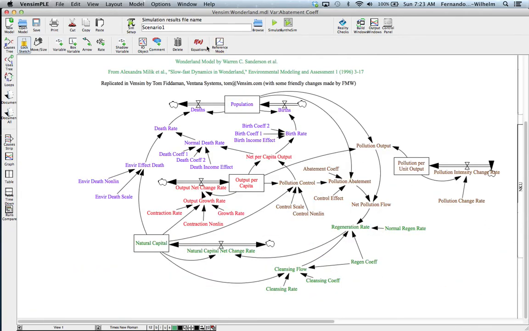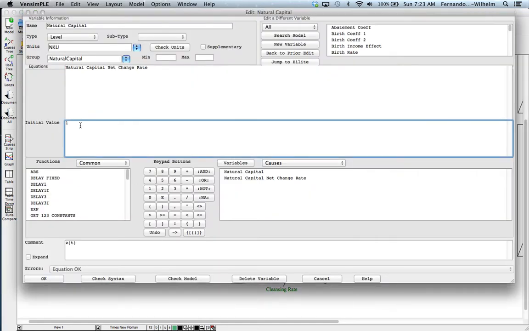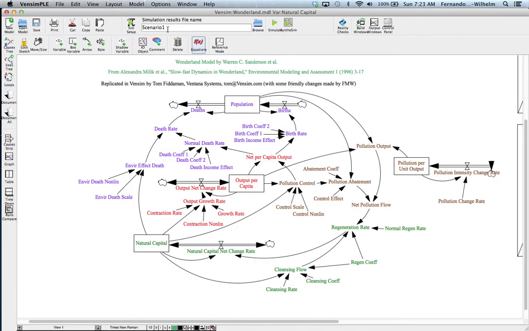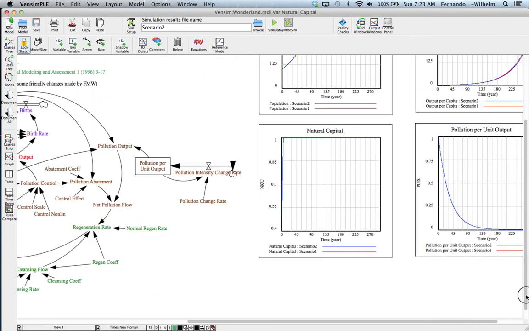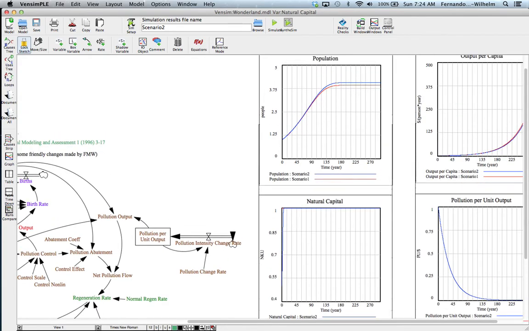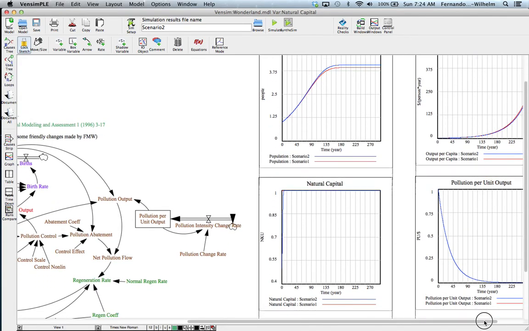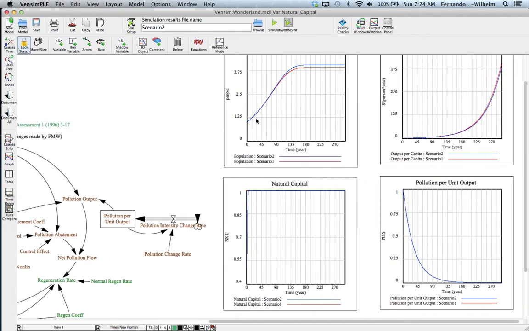If we pull down the availability of natural capital, so instead of starting with a fully stocked nature, I start with half. Okay, let's change this to scenario 2 and run it again. The nice thing about VENSIM is that you can run this very quickly, and this is the one that got me thinking about the multiple parameters.